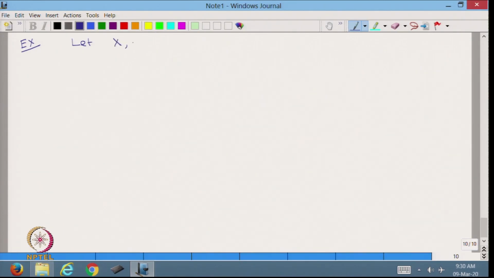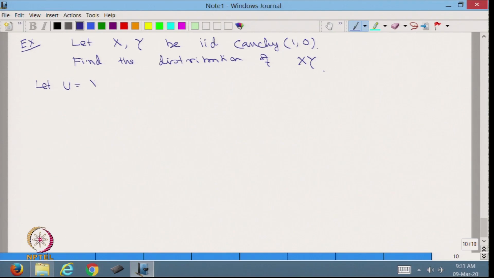Let x, y be IID Cauchy with parameters 1, 0, that is the standard Cauchy distribution. Find the distribution of x y. So, let us take u is equal to x y and v is equal to x. Therefore, x is equal to v, y is equal to u by v.